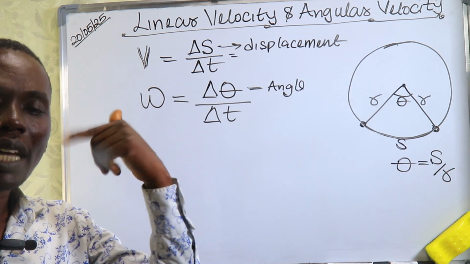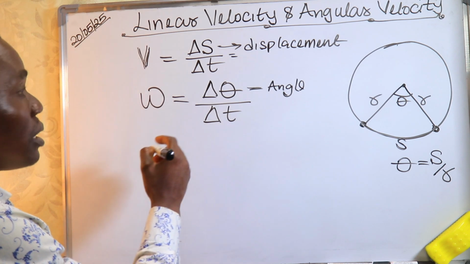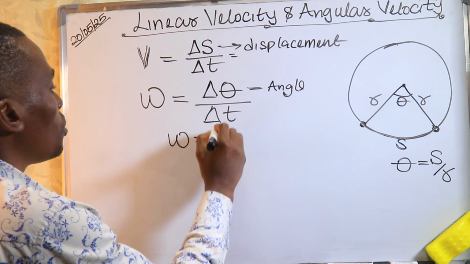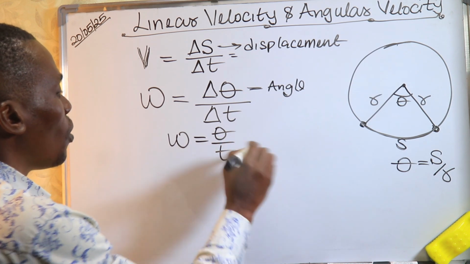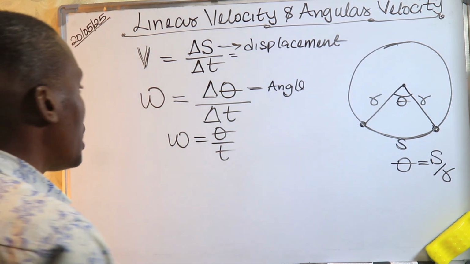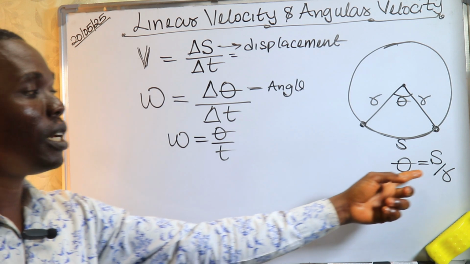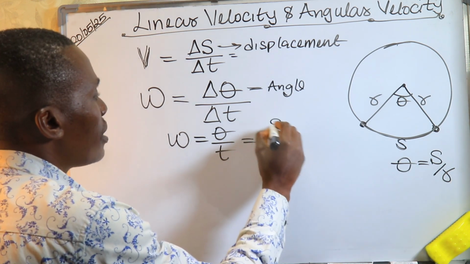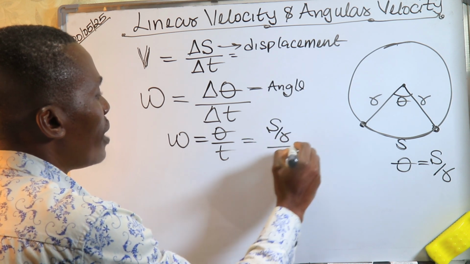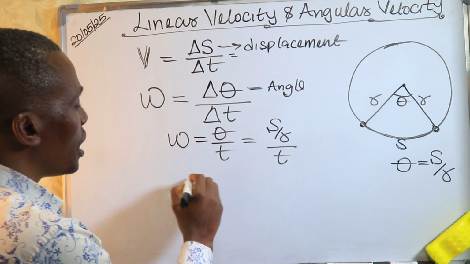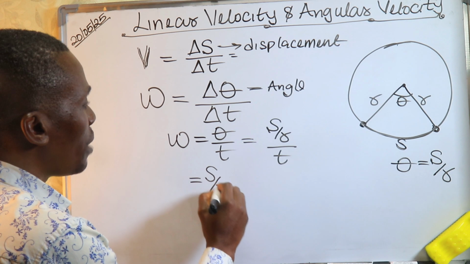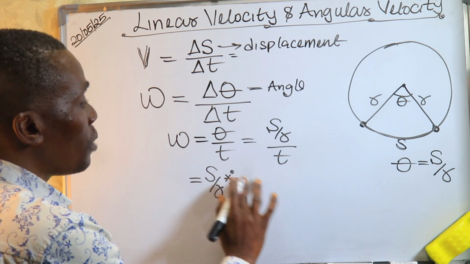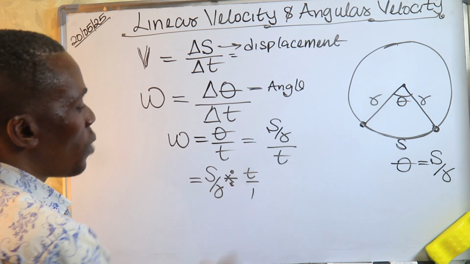Now remember, say angular velocity na wetin? Angular velocity dey equal to theta over wetin, over time. Now if we take our theta to dey equal to s over r, wetin that one mean? If I put my s divided by r here, divided by t, wetin go give me? That one go give me s divided by r times or divided by wetin, t divided by 1.